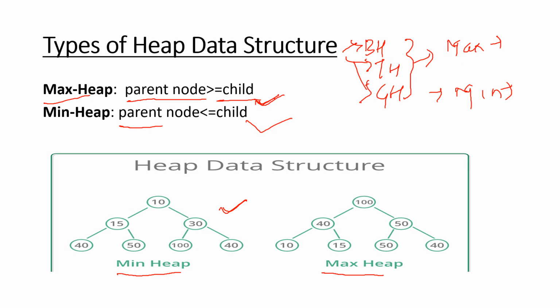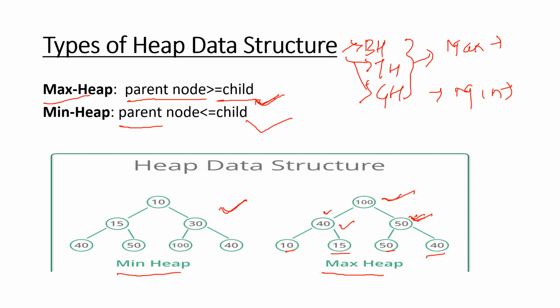If you are coming to the max heap, the parent is greater than its children. So 100 has two children, 40 and 50, and it is greater than both 40 and 50. Coming to the 40, we see that 40 is greater than 10 and 15. Here 50 is greater than 50 and 40. Greater than or equal to, we can say that. So this is a max heap.